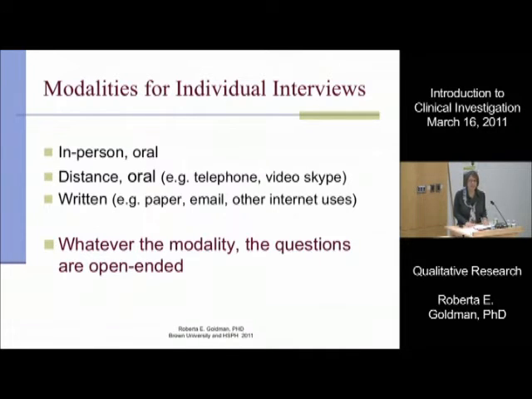And if you get a good pace going and get very good at doing these qualitative interviews, sometimes it's good to do it on the phone, especially with people who are very sick.